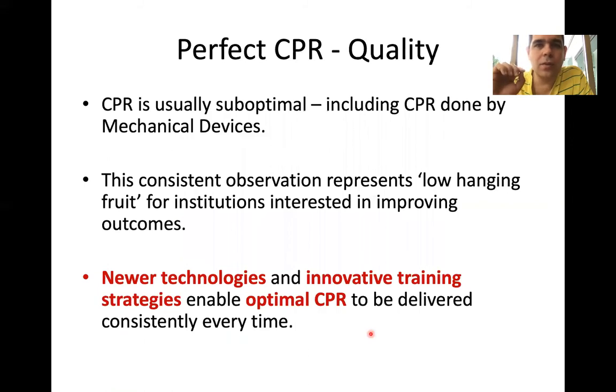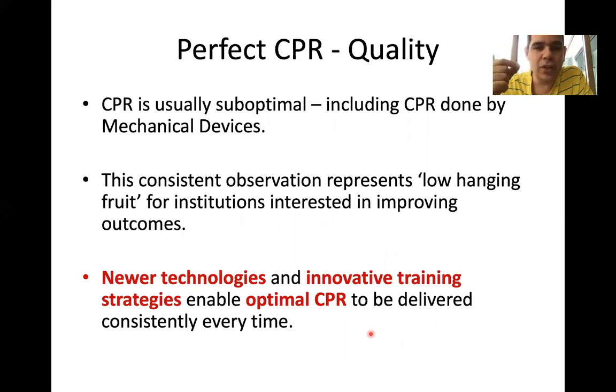So we have CPR that's done by human beings, as well as mechanical devices that do CPR. Now, with mechanical devices, you can either get consistently good CPR or consistently poor CPR. And without any feedback, without any device that's giving you information on rate, depth, and recoil, you will not know whether you're doing good CPR or whether the mechanical device is doing good CPR or bad CPR.